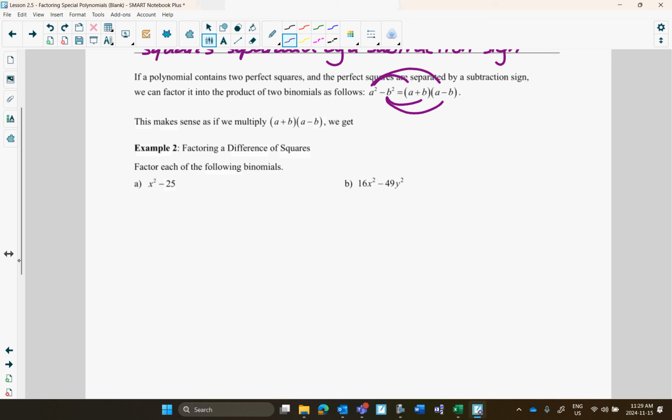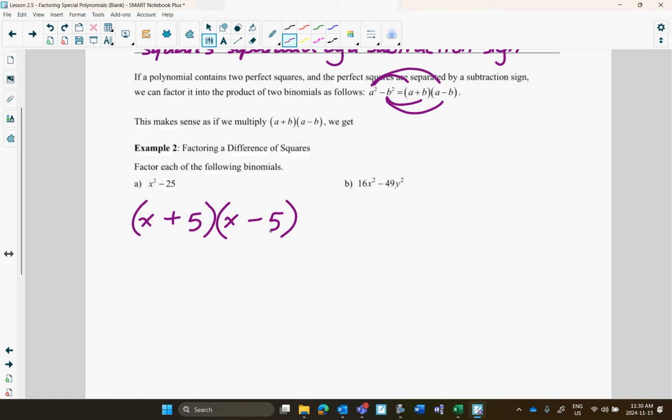Always two terms. Two binomials, automatically. Plus and minus, automatically. And then these two terms are what multiply to get this, so x and x, or the square root of x squared. And these two terms are the square root of 25, 5 and 5. That's it.